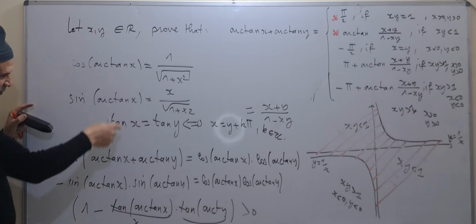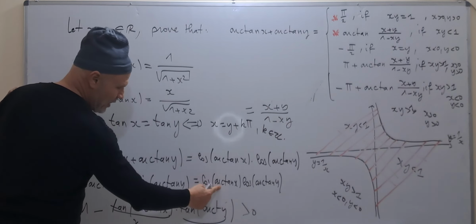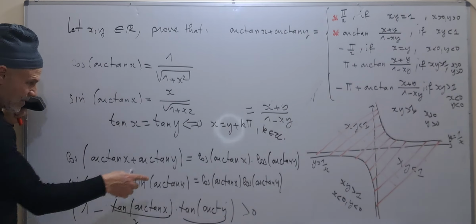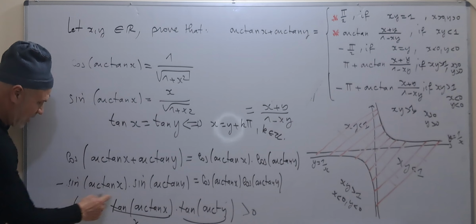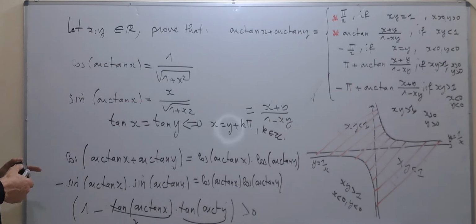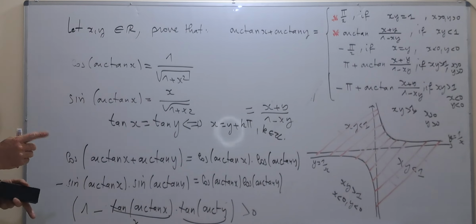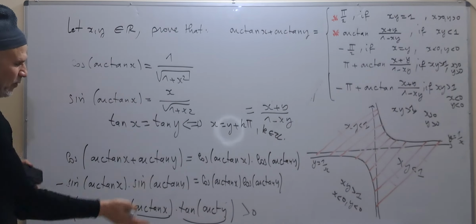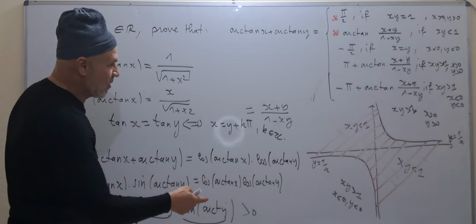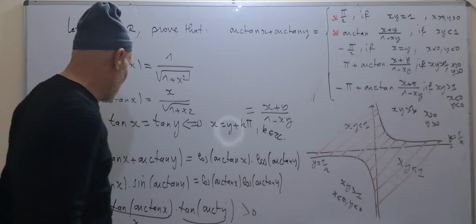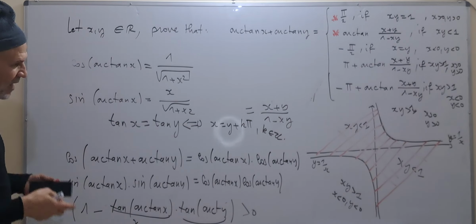So if we apply this formula to both cosine of arctangent x and cosine of arctangent y, and sine of arctangent x and sine of arctangent y, we will find 1 minus xy over the product of positive numbers, the square roots of 1 plus x squared and 1 plus y squared. And since we already supposed that xy is less than 1, this means that this is positive. There are two ways at least.